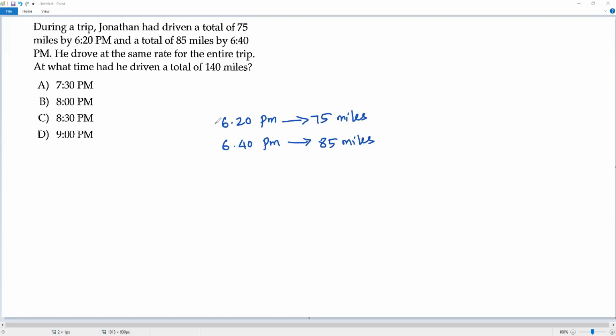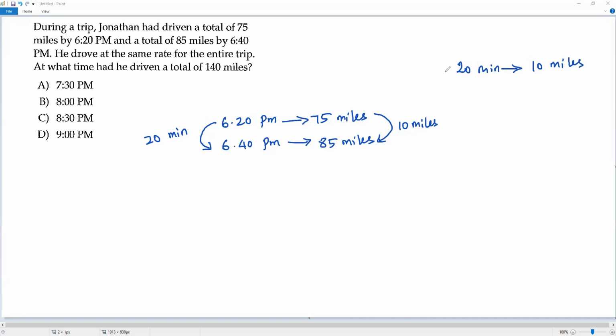Okay, from 6:20 p.m. to 6:40 p.m., we have 20 minutes of time duration. In this 20 minutes of time duration, he has driven a distance of 10 miles. From 75 to 85, we have 10. So from this, we have calculated that in 20 minutes time duration, Jonathan had driven a distance of 10 miles.